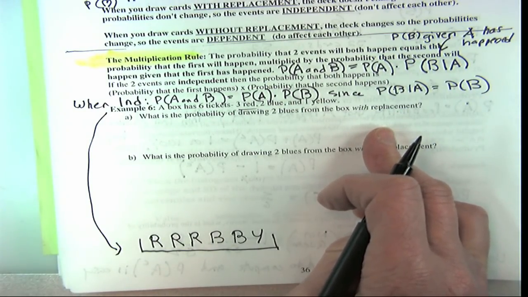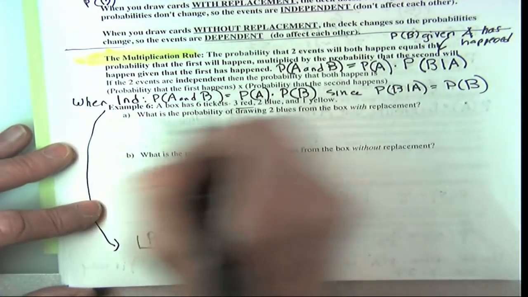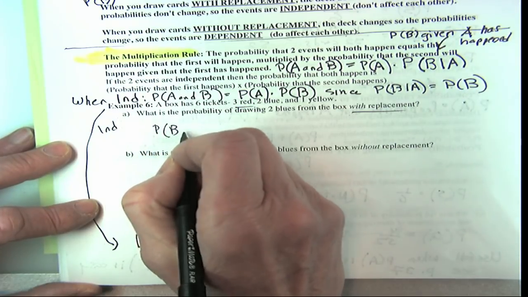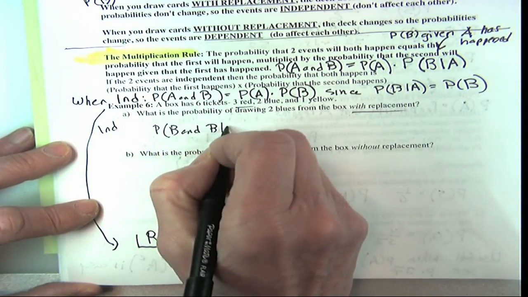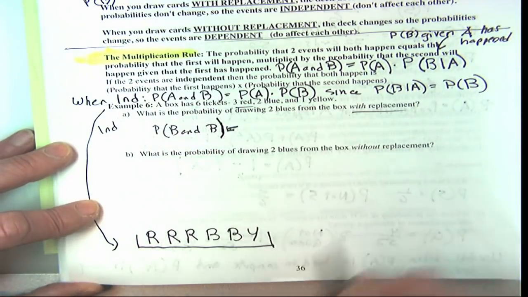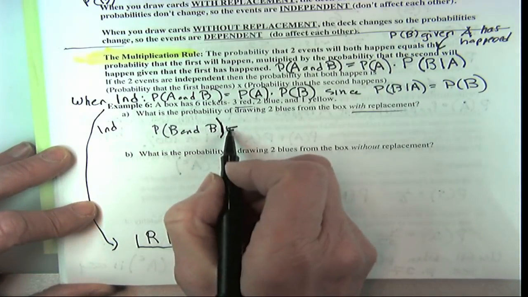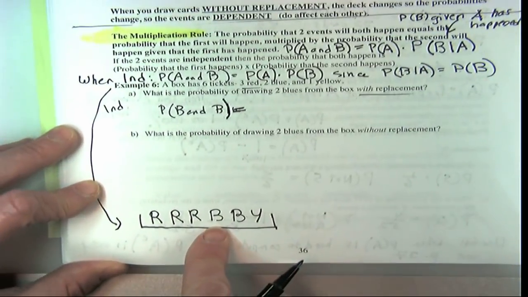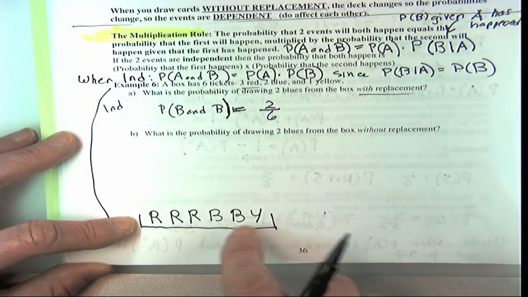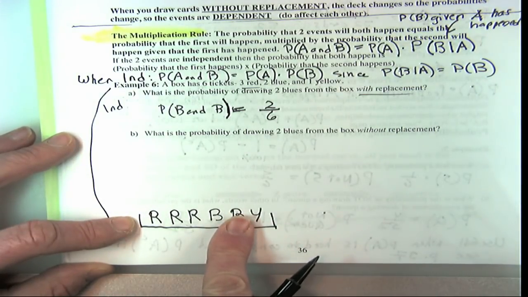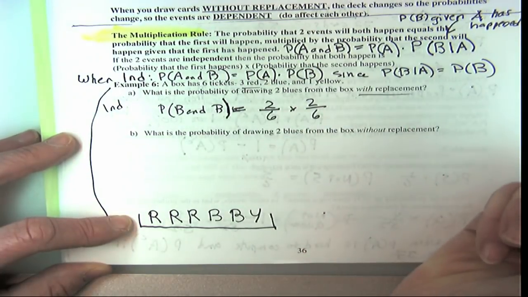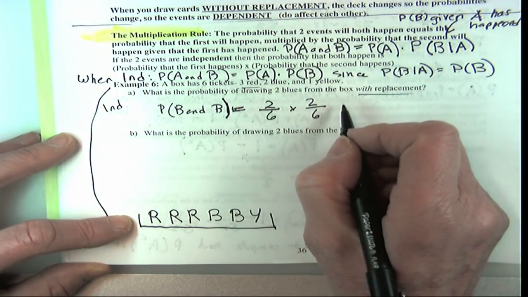With replacement, they're going to be independent, right? So it's just going to be the probability of blue and blue. The probability of blue is just going to be 2 out of 6 tickets, and 2 of them are blue, so we get a blue, but we put it back. So it doesn't change anything. It's just 2/6 times 2/6. You can write it as 1/9 if you want, but you don't have to.